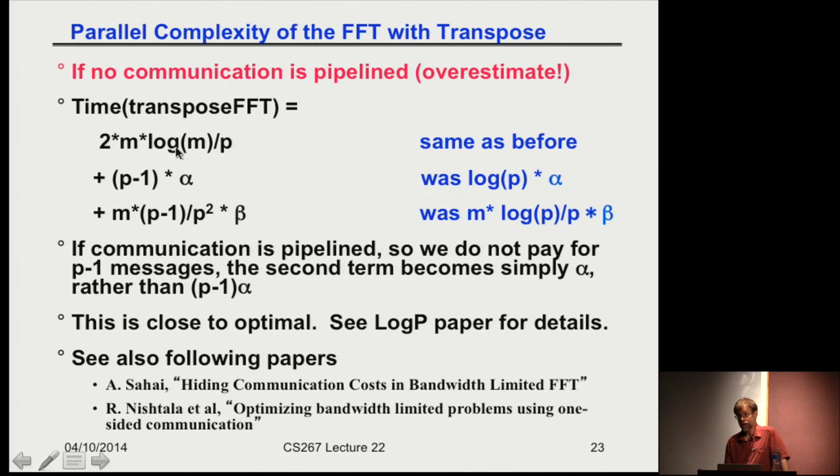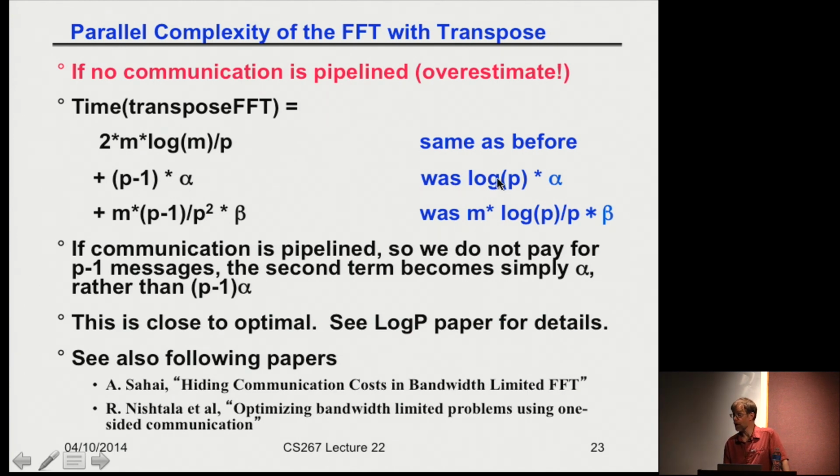The arithmetic's the same as before, perfectly parallel. The communication, the number of words has gone down actually by a factor of log p because I'm only doing this motion once, not log p times. And instead of m over p log p, it's roughly m over p, a little bit smaller. But now this is where the overestimate is, and it looks bad.